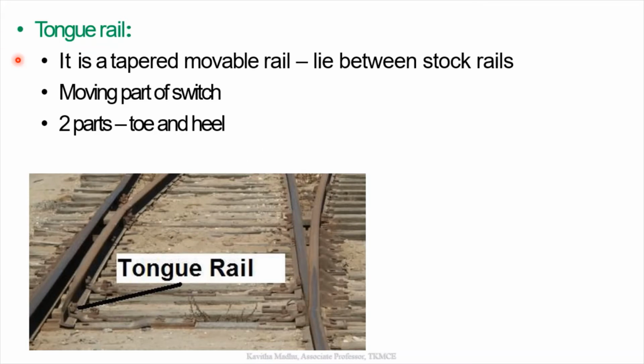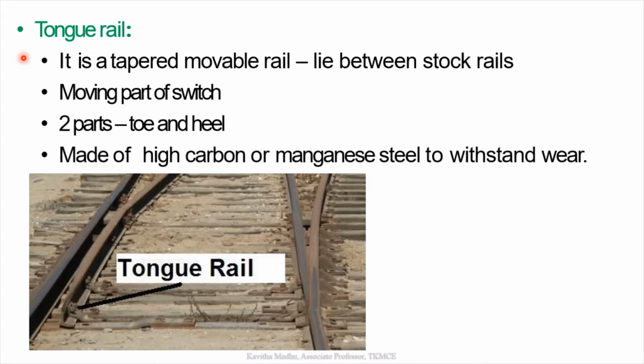So the trunk rail is the tapered movable rail which lies between two stock rails. So here this and this are the trunk rails, whereas this is the lead rail leading towards the right, and this is the lead rail that is leading to the straight direction. Okay, so these leading rails are known as the stock rails, and the trunk rails operate between these two stock rails. It's made up of high carbon or manganese steel to withstand wear and tear.